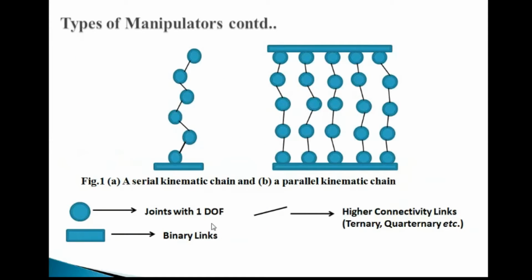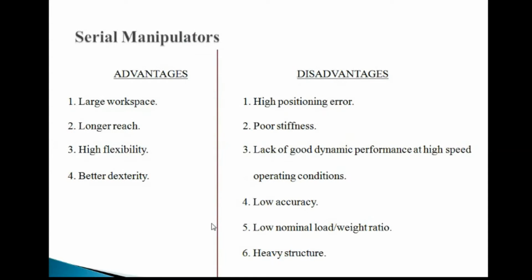So these are figures of just an example of a serial and parallel kinematic chain. You can see that a serial kinematic chain has an open chain in which the links are jointed to each other by joints, whereas in a parallel kinematic chain, a closed loop is formed. So these are the different advantages and disadvantages of serial manipulators. In serial manipulators, everything is in series.